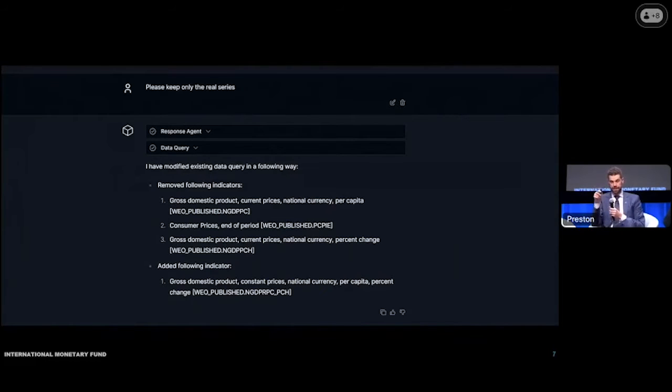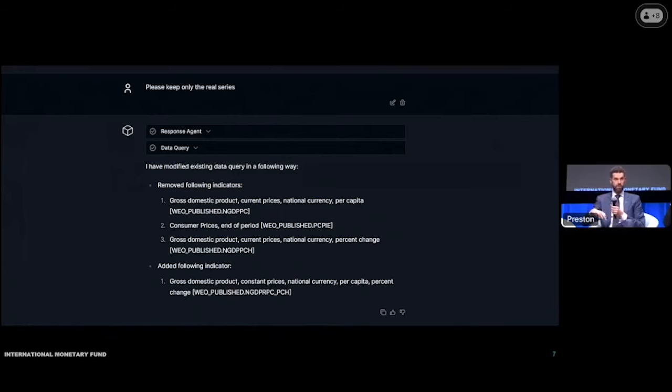So this is interesting, and it's worth pausing here for a second. It really understands intent. So just to be clear, those indicators do not have real in the metadata. There's no description of that indicator that says it's a real series. It understands this equivalence between sort of real and constant prices. And so when I say keep the real series, it's really removing all of the nominal ones. And it's doing that based on its understanding of these words. So it's taken out some nominal series, it's kept some real ones.